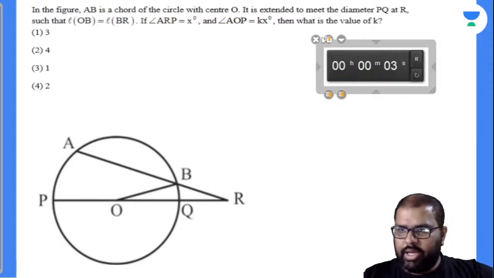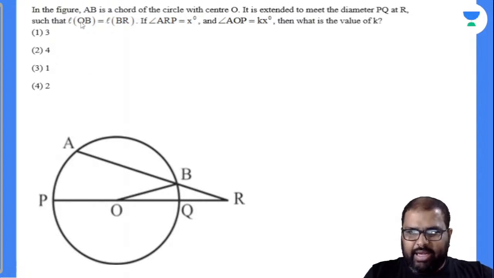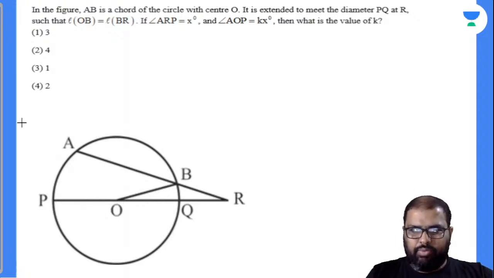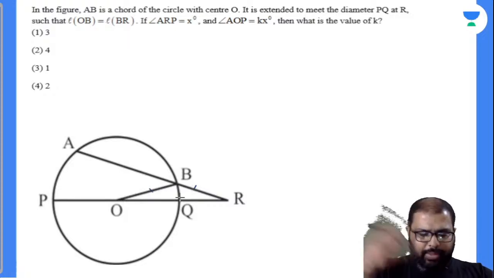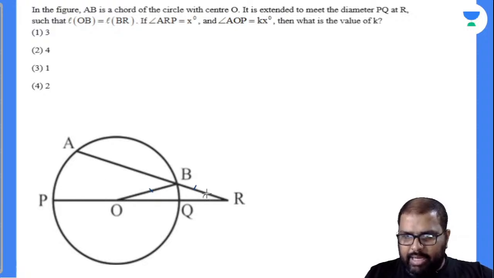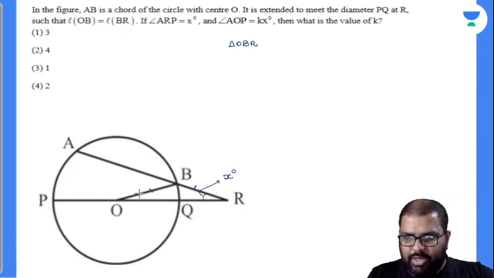No answer. What happened? Right, you need basic triangle properties. Now see, in the figure AB is a chord of a circle with center O. It is extended to meet the diameter PQ at R such that OB is equal to BR. If you closely observe, OBR is an isosceles triangle. Angle ARP is given as X degrees. Angles opposite to equal sides will be equal, so the angle opposite to this X will also be X degrees.